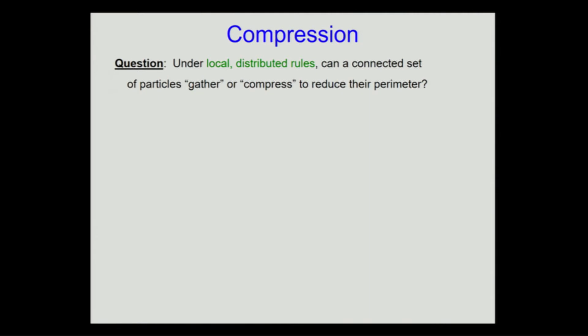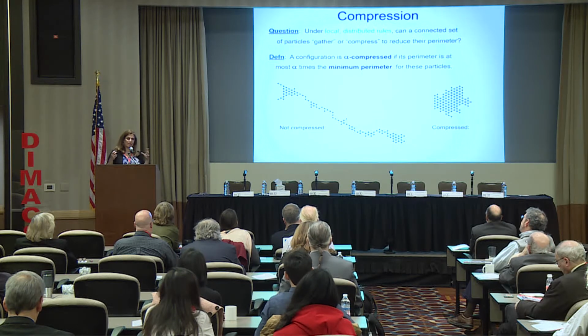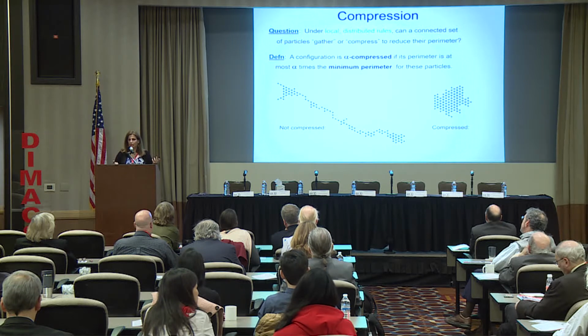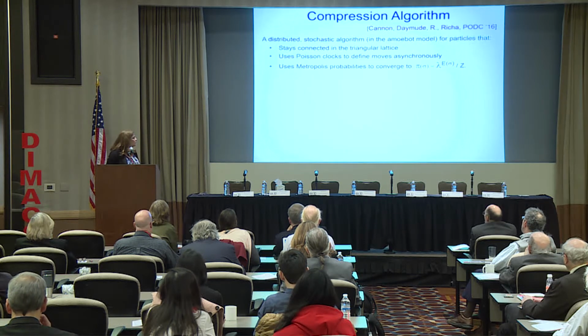So for the compression problem, the way we define what we're trying to do is we say that a configuration is alpha-compressed if the perimeter is within an alpha factor of the minimal possible perimeter, when you have maybe a hexagon. So clearly, this is going to be a linear perimeter, and this is going to be a square root. So order square root.